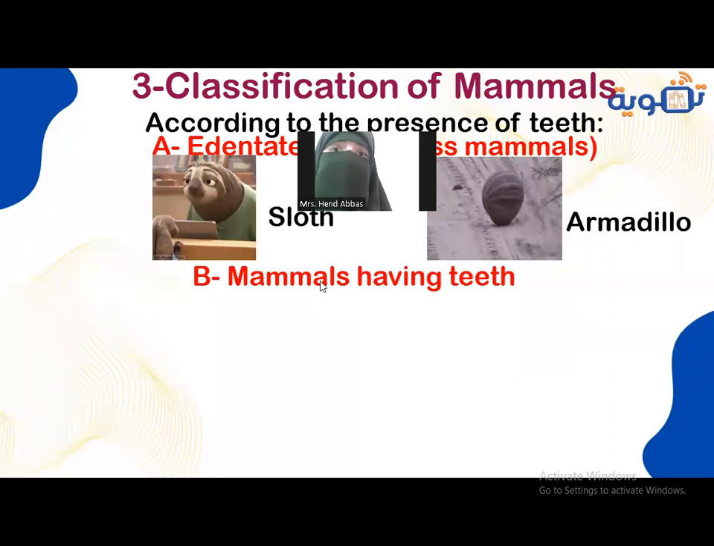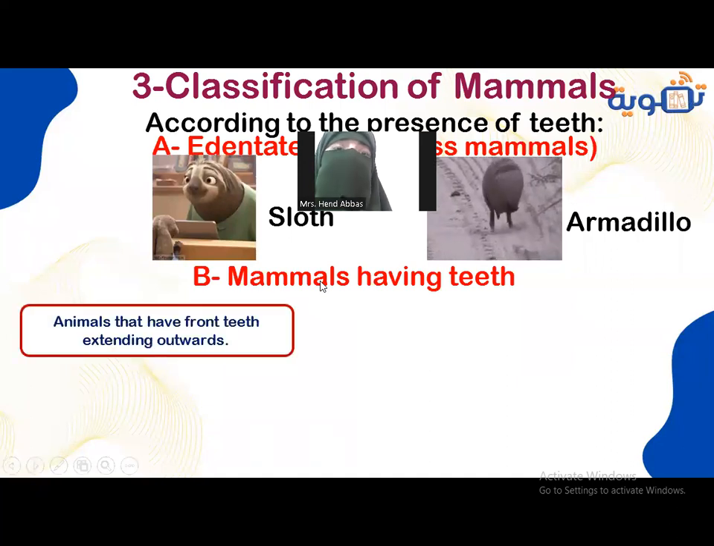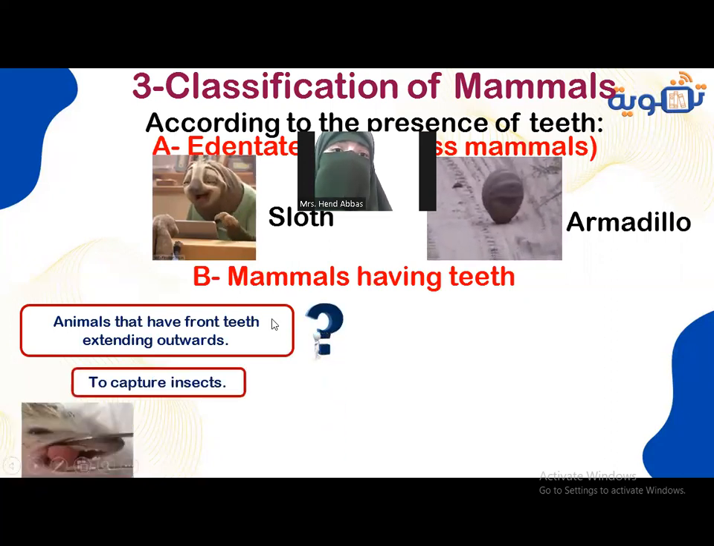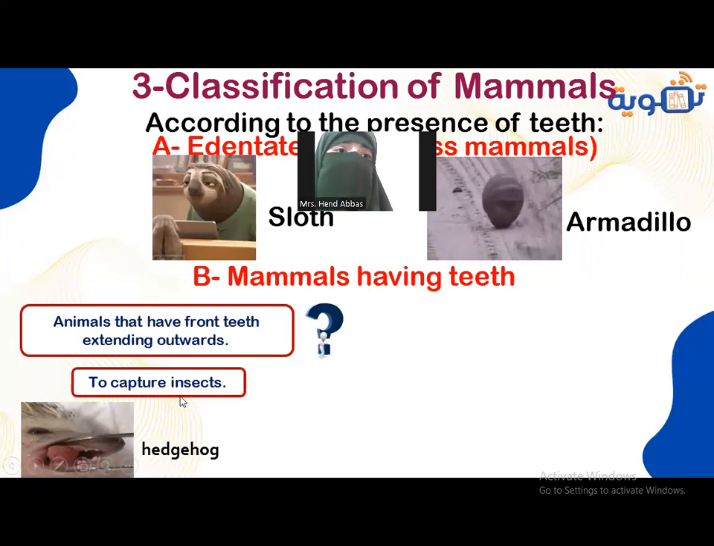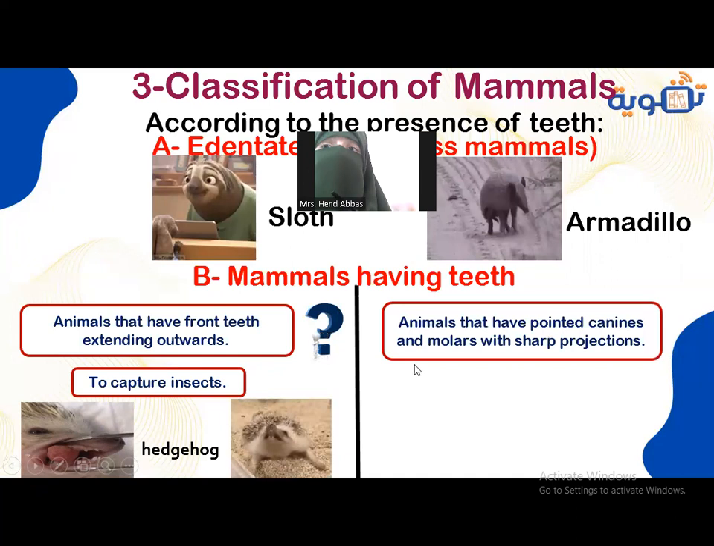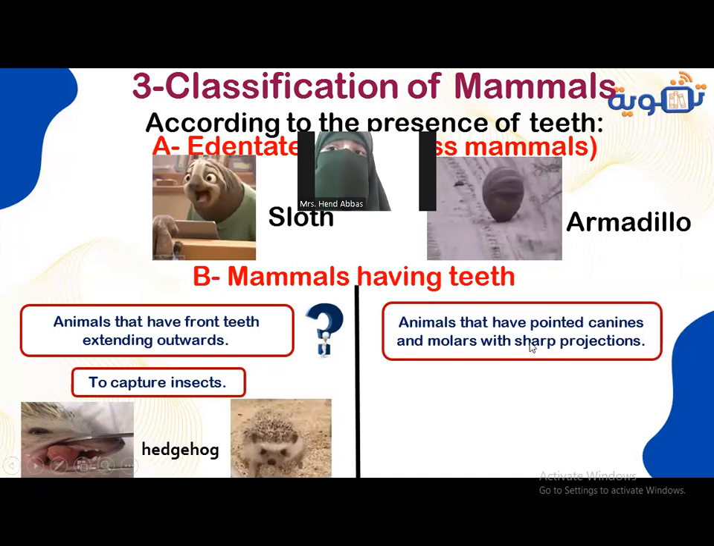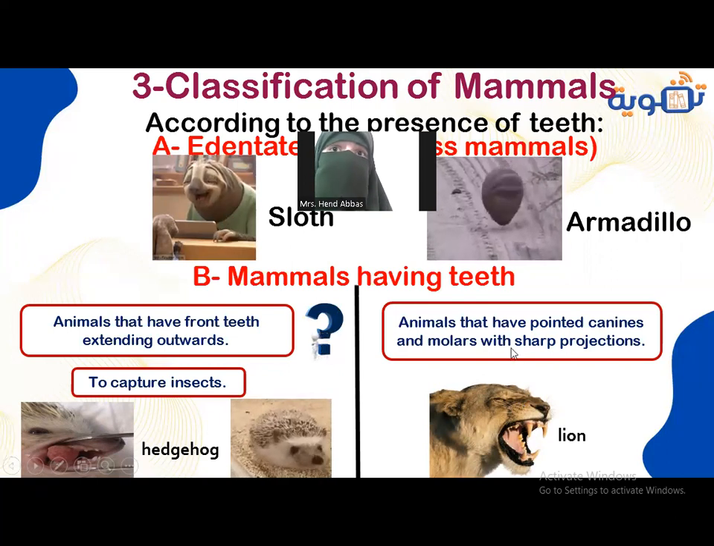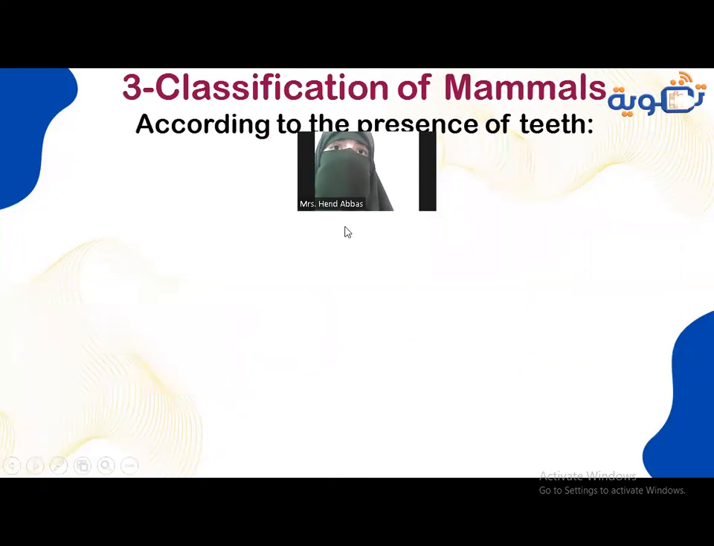The mammals that have teeth, according to the number, the size, and the shape of their teeth, we divide them into groups. Some mammals have teeth that are extending outward. Like what? Like the hedgehog. Why? To capture insects. Some animals have pointed canines and molars with sharp projections, like what? Like all of the carnivorous animals: lion, tiger, fox, and so on.